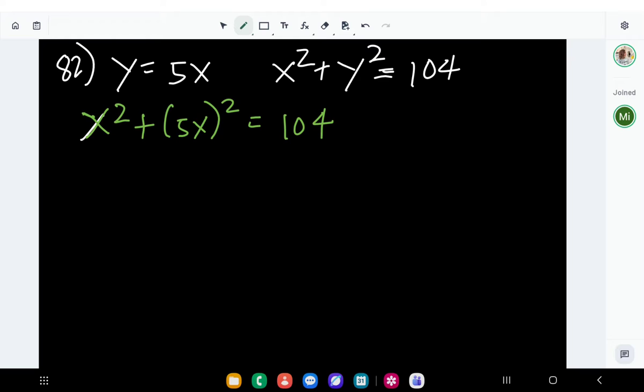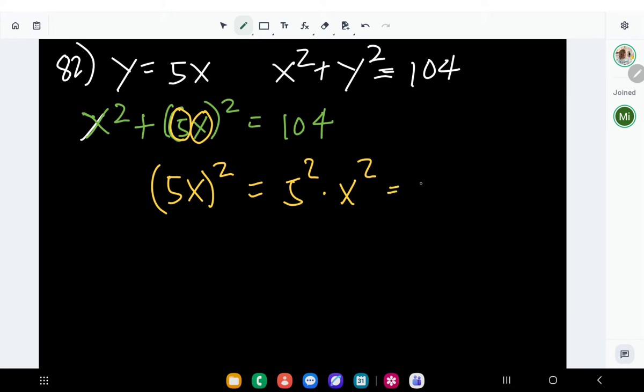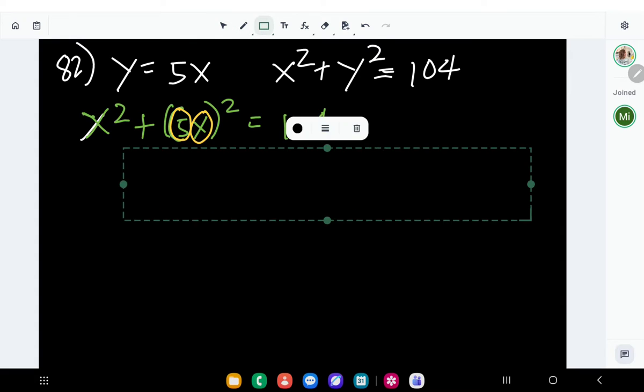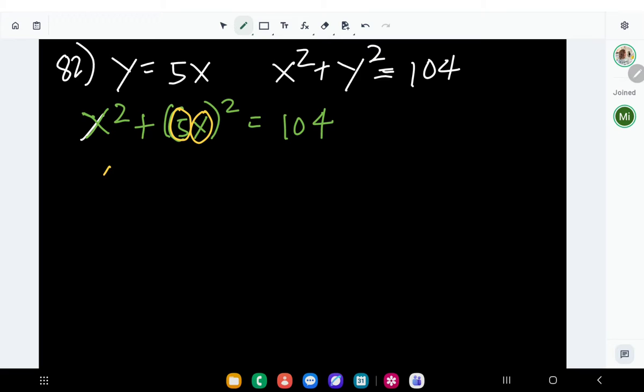Oh, hold on. You said 25x. When you square, you should square each of the terms. So, see? 5x squared is the same as 5 squared times x squared. So that is 25x squared. Because you only said 5x. Yeah, be careful with that. So it's x squared plus 25x squared equals 104.